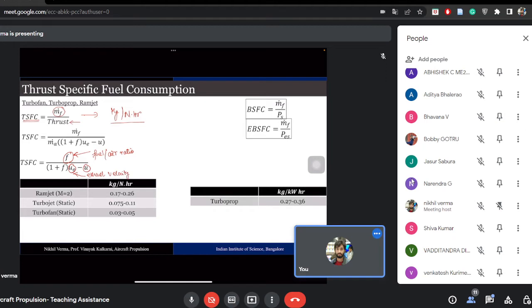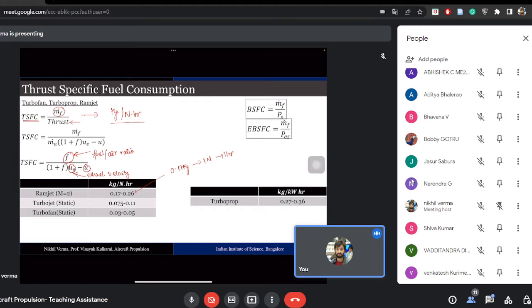Yeah. So this is your TSFC for any air breathing type of engine. Later we'll be using it when we are dealing with detailed thermal cycles for different types of aircraft. To have some numbers in mind, a ramjet engine has the highest TSFC, which means that it takes more fuel to generate a unit amount of thrust for a given amount of time. So this takes about 0.17 kgs to generate 1 Newton of thrust for 1 hour.